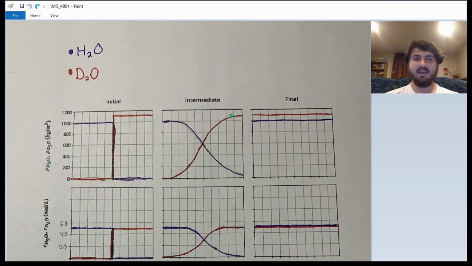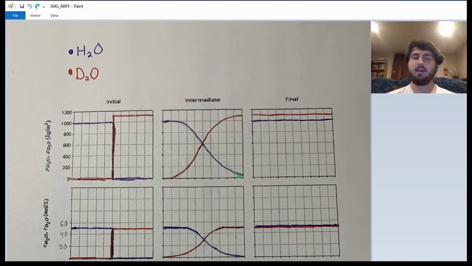We note that at the intermediate stage, where t equals 60 seconds, we can see that these are beginning to mix together, and we see more D2O on the left side and H2O on the right side, although the densities are still not at their 100% max where we have it here.